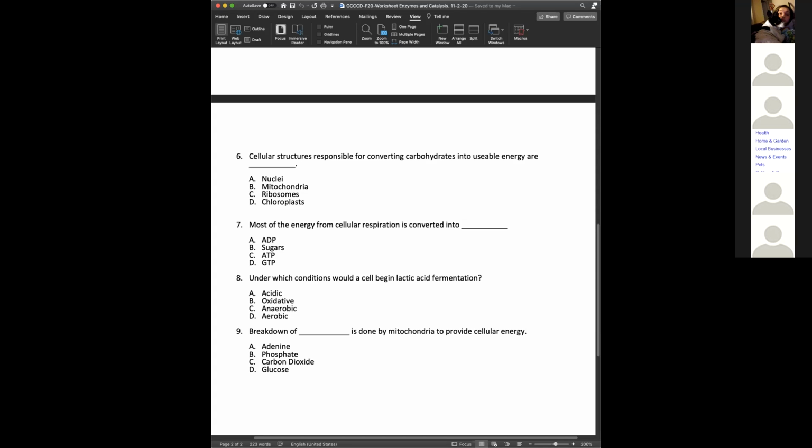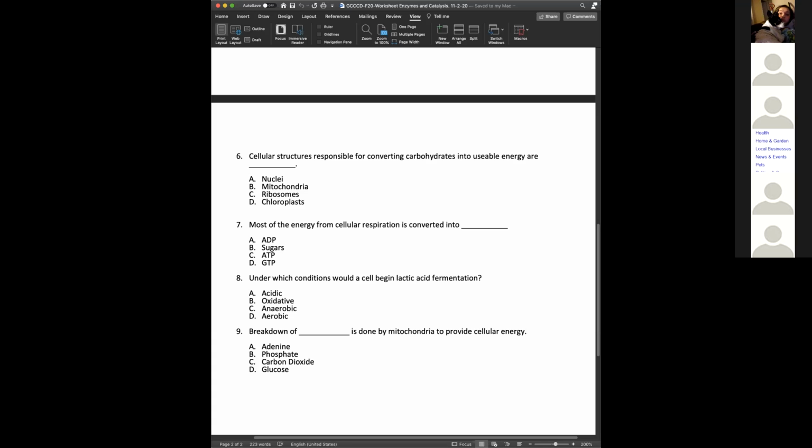I can do number 8. And your name? Melody Garcia. Melody Garcia, okay. So it says, under which conditions would a cell begin lactic acid fermentation? And I think the answer is A. Does anybody else have an opinion about the answer?